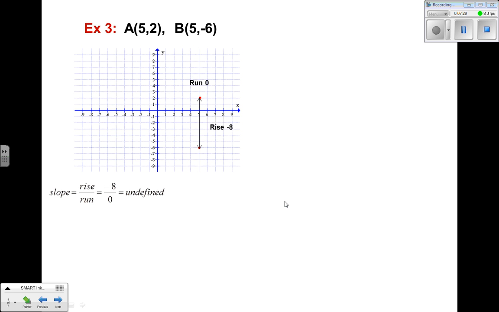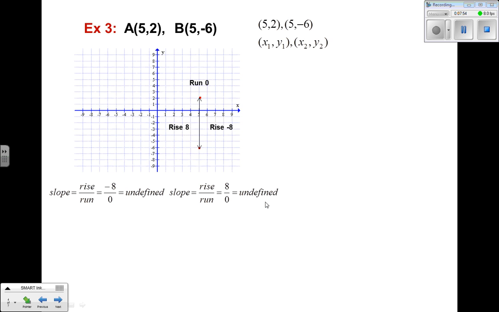I substitute those in, I get -8 over 0. Now, because you can't have a 0 in the denominator, I call it an undefined slope. So it's a slope that goes straight up and down. Now, if I happen to start at the lower point and go upward, that's a rise of +8. Run is still 0, and 8 over 0 gives us, again, an undefined slope.